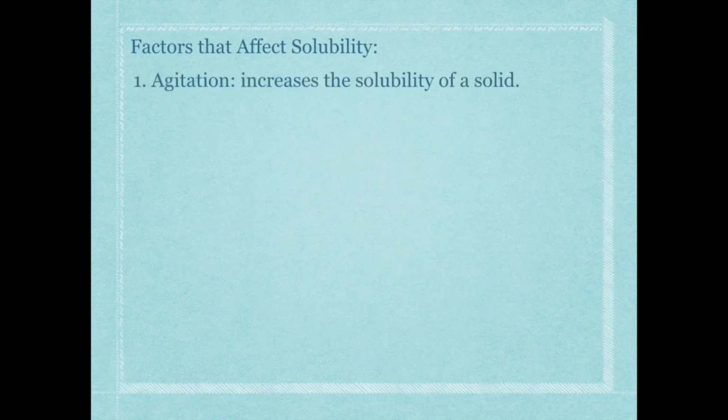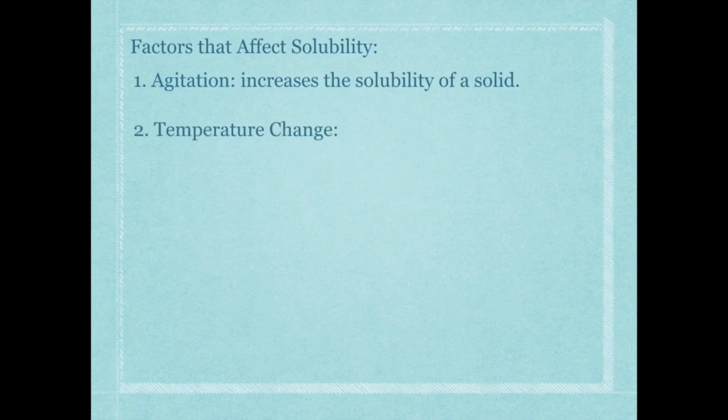So we're going to quickly talk about a couple of factors that affect solubility. And the first one is agitation. If you're trying to dissolve a solid into your solvent, if your solute is a solid, then if you increase the agitation, meaning if you mix it, you're going to increase the solubility of that solid in your solvent. So when you're making hot chocolate, for example, you take the hot cocoa powder, you dump it into the water, and then you don't just leave it. You stir it. That's agitation.